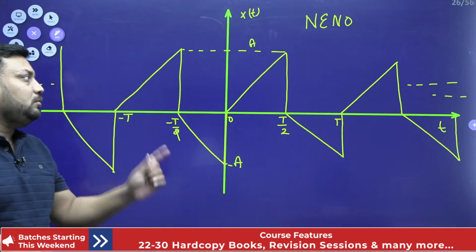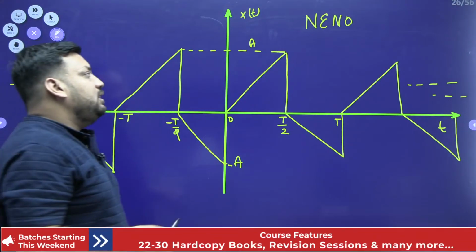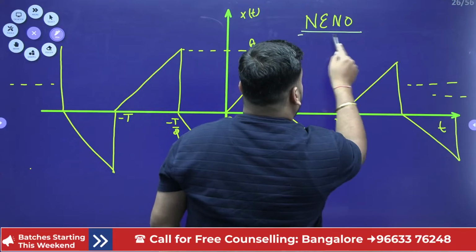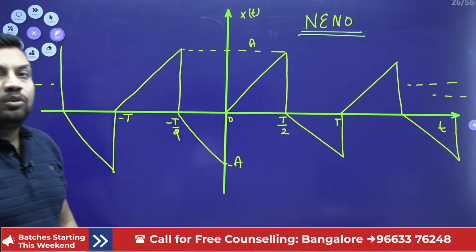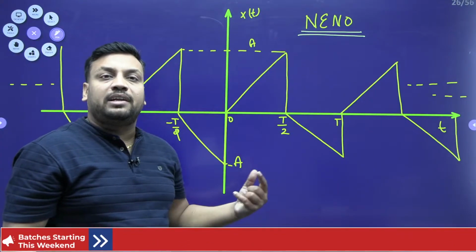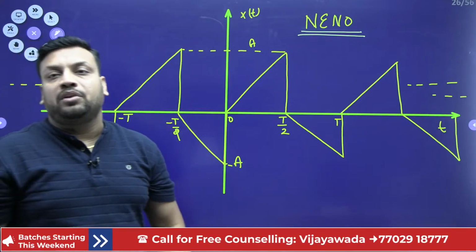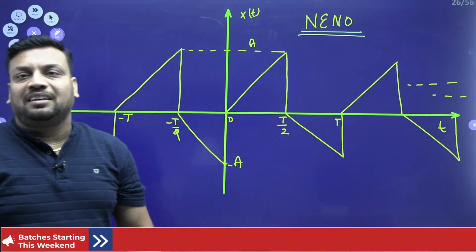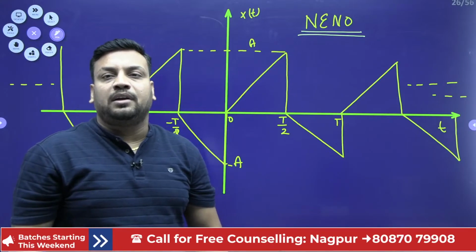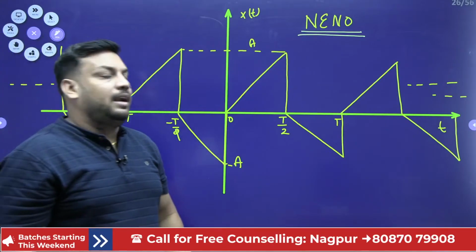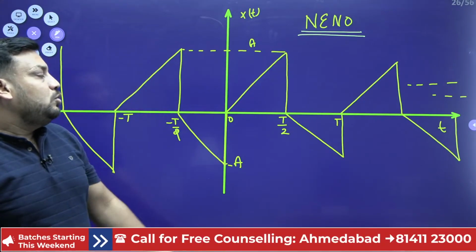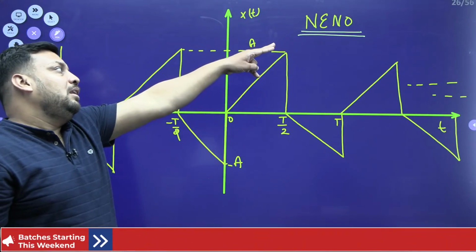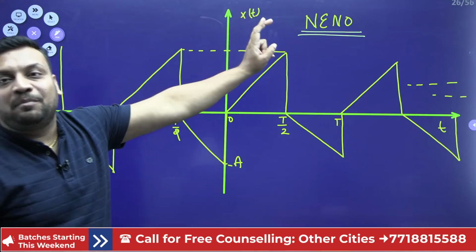Do reply fast. If the signal is non-symmetric, why? Because the signal is neither symmetrical about the y-axis nor symmetrical about the origin. Now it's clear. So it is a non-symmetric signal. Now tell me whether it is HWS or not.